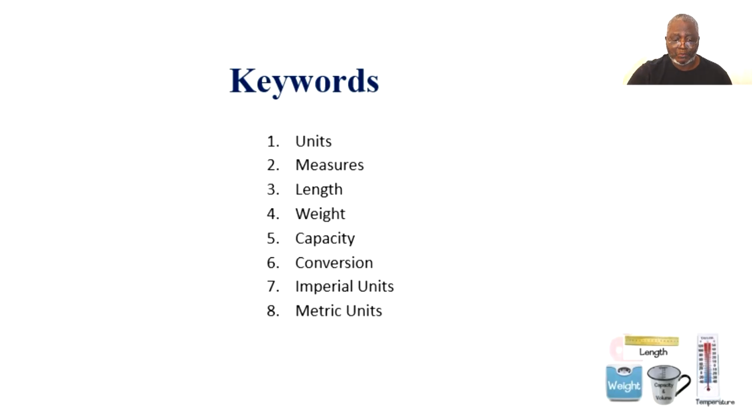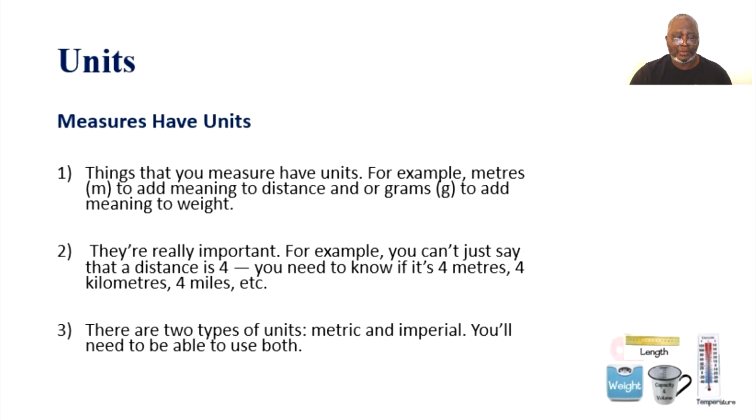These are all keywords that we need to know, which add context to the topic of units. Measures have units. Things that you measure have units. For example, meters to add meaning to distance, or grams to add meaning to weight. They're really important. For example, you can't just say the distance is 4. For what? You need to know if it's 4 meters, 4 kilometers, 4 miles, etc.